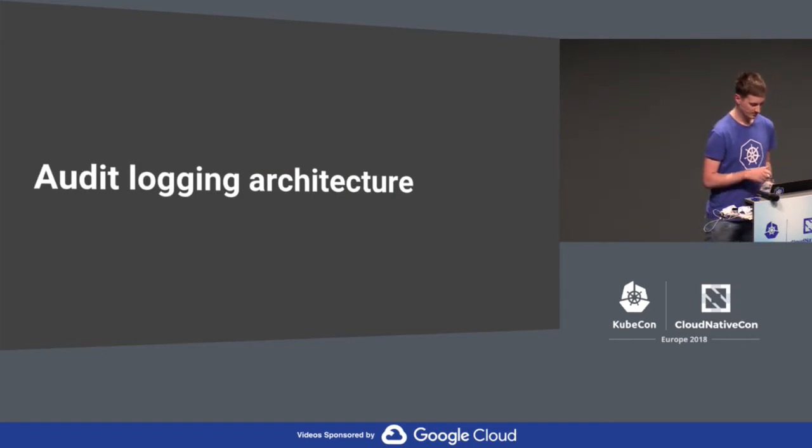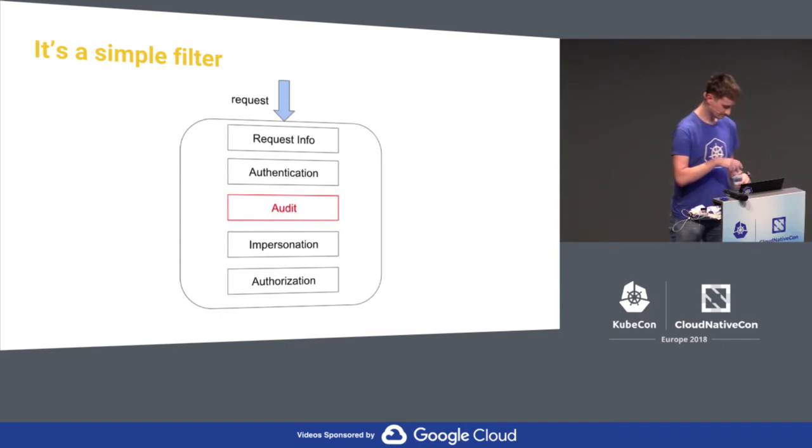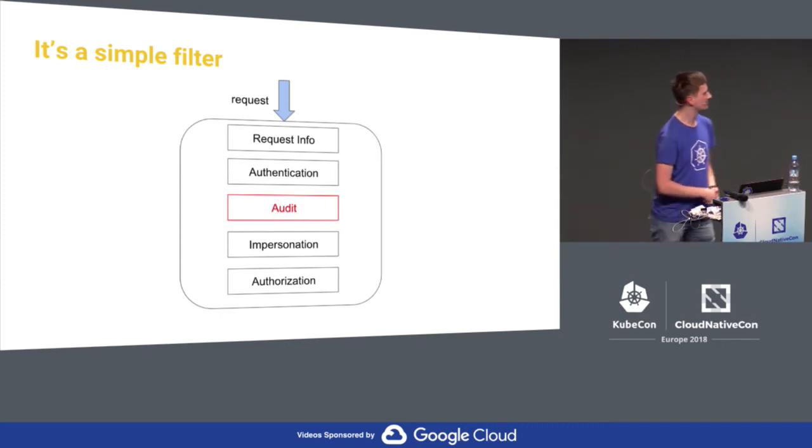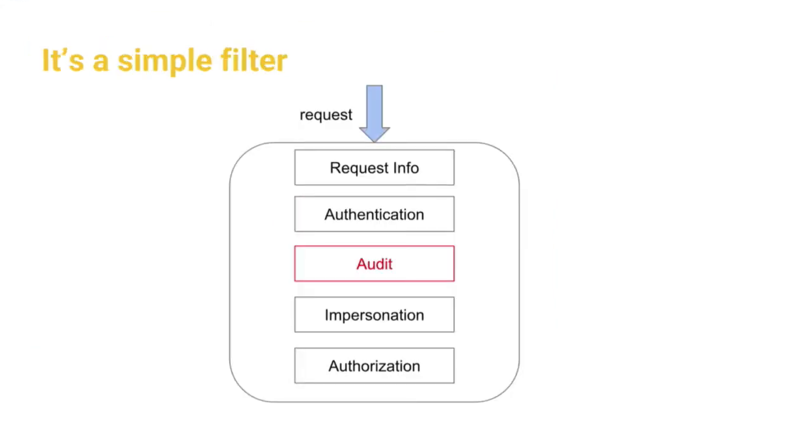Now we can talk a bit about how audit logging is implemented on the API server. From an implementation point of view, it's just a simple filter that we have in the request chain. It's located exactly after authentication. So if an audit event says that this action was executed by user A, then we can actually believe that it was executed by user A.